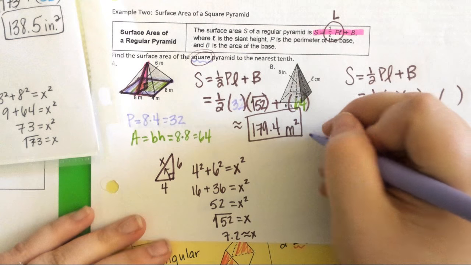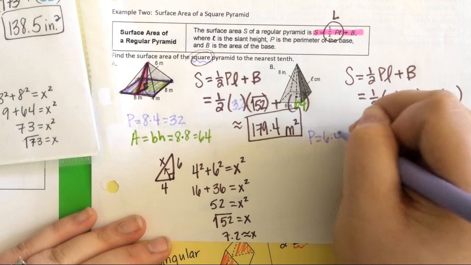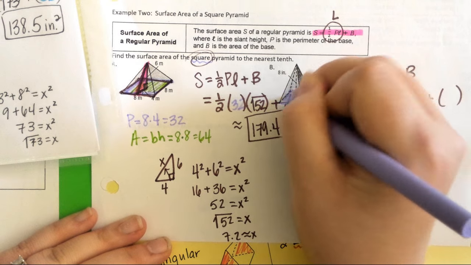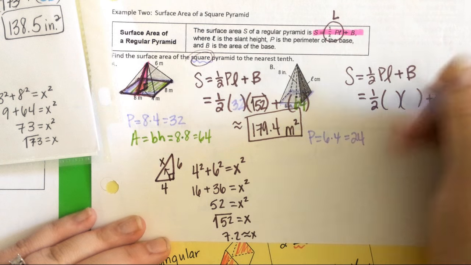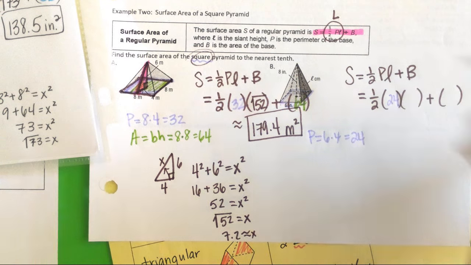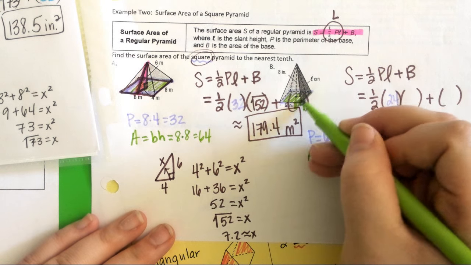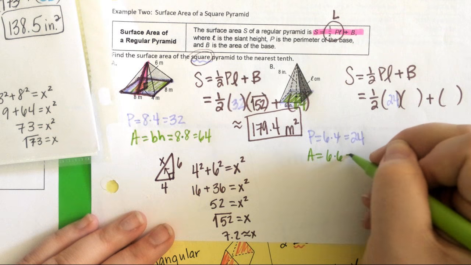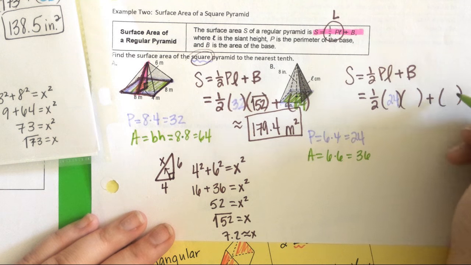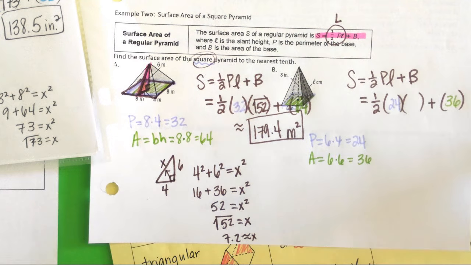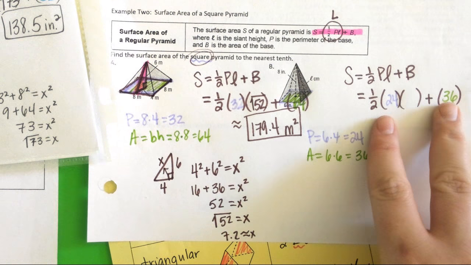So I see the perimeter. It's 6 times 4, which is 24. So I know my perimeter is 24. I need to find the area of my base. My base is still a square. I do 6 times 6. I get 36. So my base is 36. Are there any questions on how I got the 24 or the 36 on my second example?